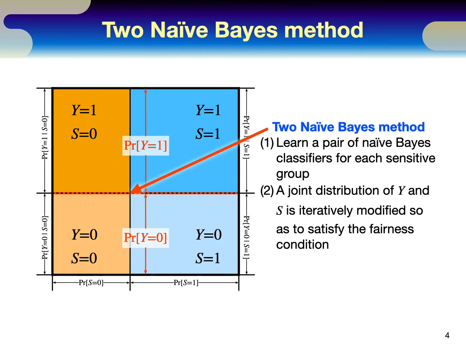In their two naive Bayes methods, a pair of naive Bayes classifiers are run for each sensitive group. Then, a joint distribution of y and s is iteratively modified so as to satisfy the fairness condition.